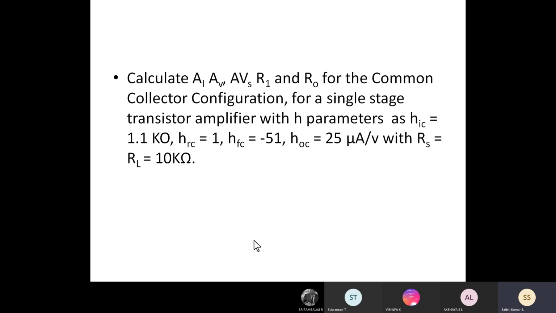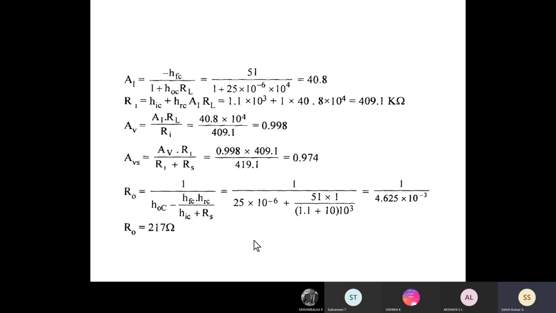So what they are asking to calculate are the important four parameters: current gain, voltage gain, overall source gain, and input resistance and output resistance for your common collector configuration. So we are going to solve the problem. First, I am going to calculate current gain. The current gain formula is minus HF divided by 1 plus H0 into RL for your common collector configuration.